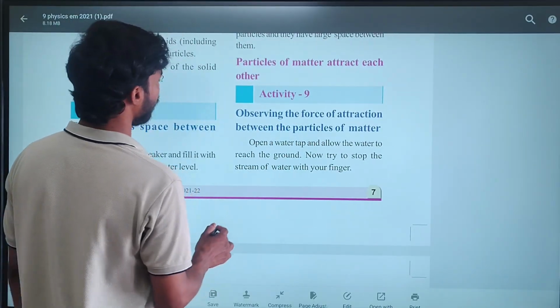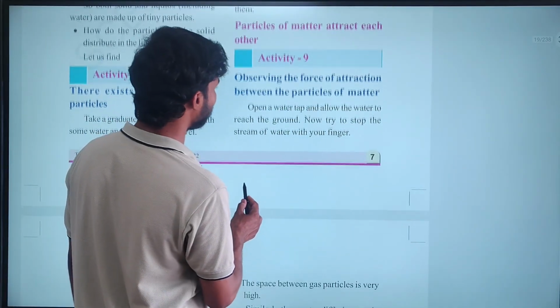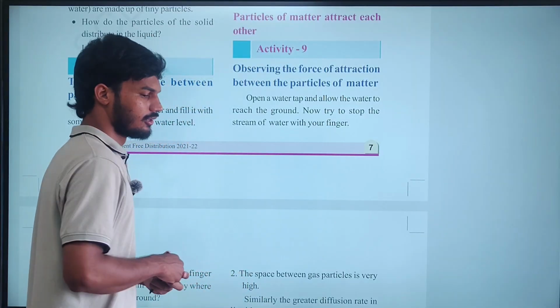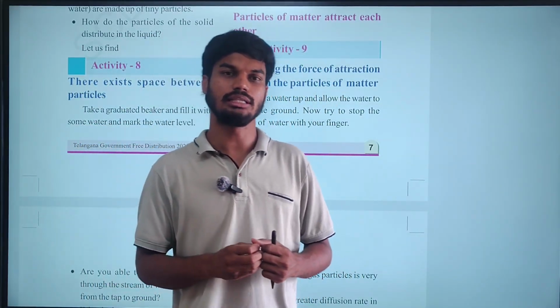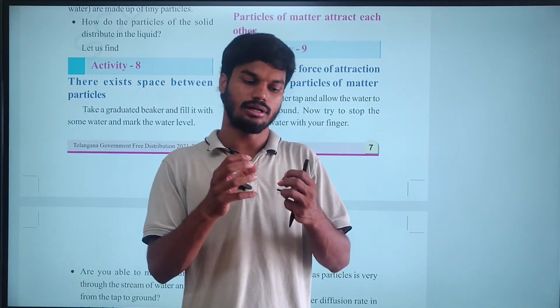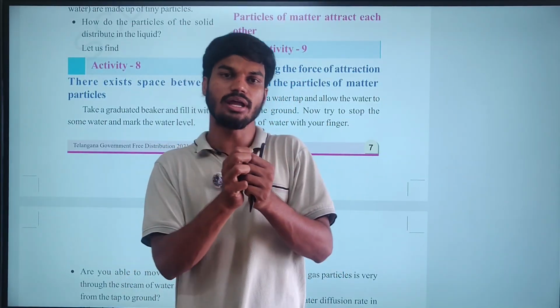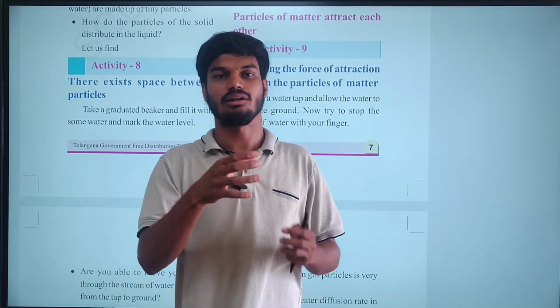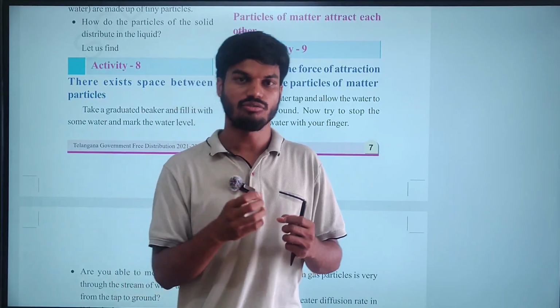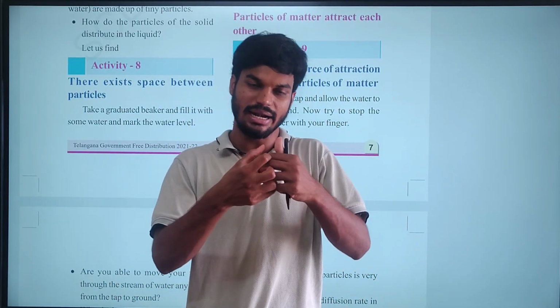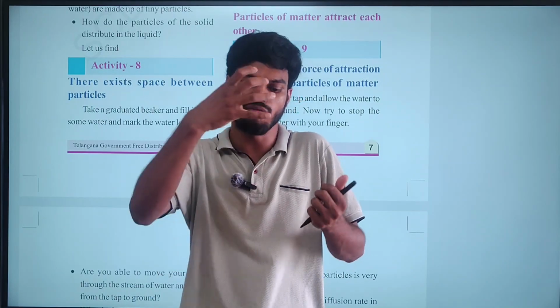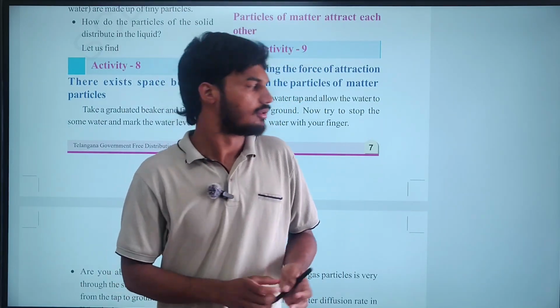Activity 9 is about observing the force of attraction between the particles of matter. Try to open your tap at home. While you are opening the tap, you are able to see that the droplets of water combine together and form a thick, long thread-like structure, right? So you can say that the water molecules combine together, attract each other and fall down.